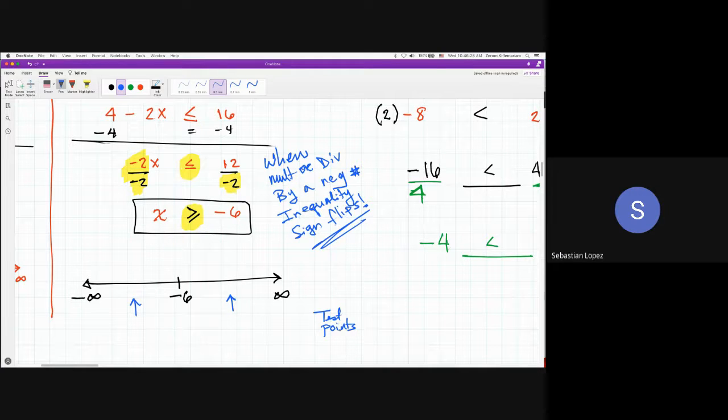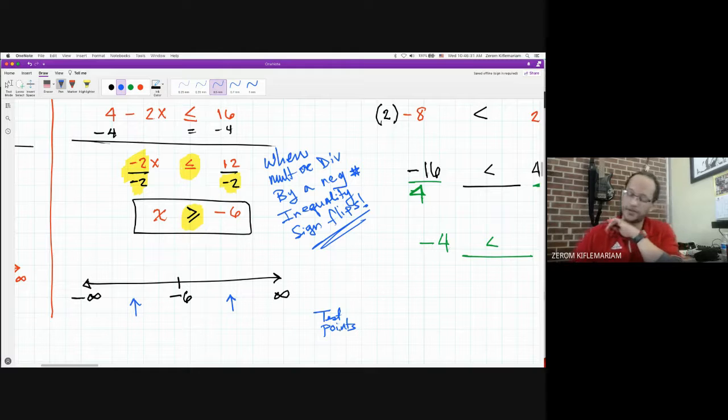Four. I didn't hear you, sorry. 4. Where? On the right side. On the right side, I pick 4. On the left. -10. -10 will be safe.